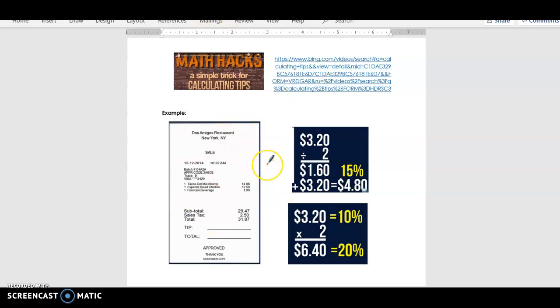All right, so if this is your bill at Dos Amigos restaurant, let's say you're in New York, here is what you order. Here is your subtotal, which is basically the addition of all of the items, straightforward, add them up, and you get $29.47. There is sales tax involved, and it's calculated for you there. It's $2.50. So when you add your base price plus your tax, you get a total of $31.97. So if you were going to calculate 15% tip, here's what they're talking about.